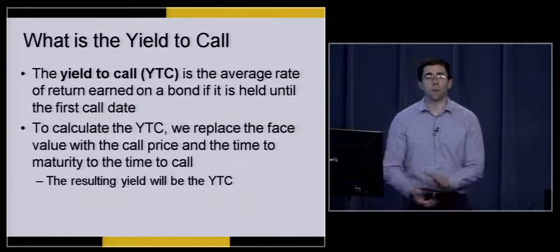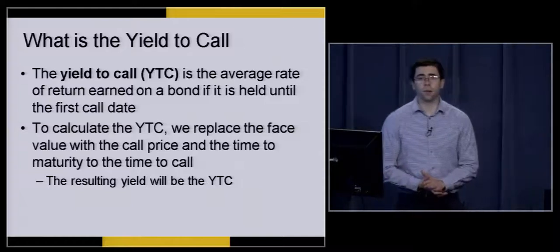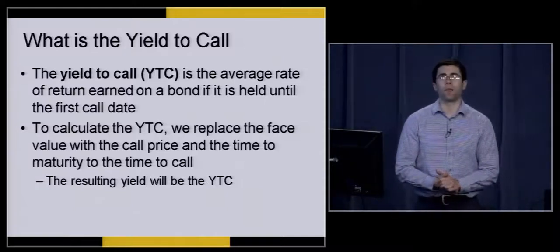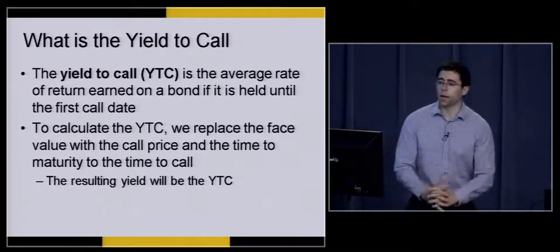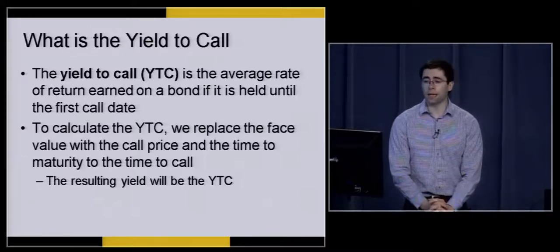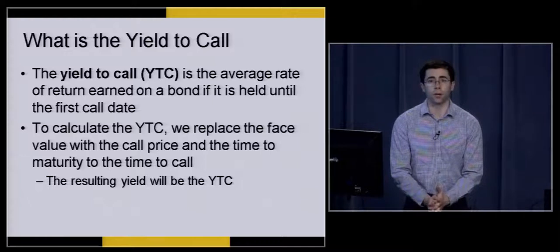All right, let's wrap up by talking about three of the remaining definitions that you'll see in our material, in our textbook. The first definition that we have is the yield to call. And the yield to call is associated with a call provision on a bond or a call option on a bond. What is a call provision?